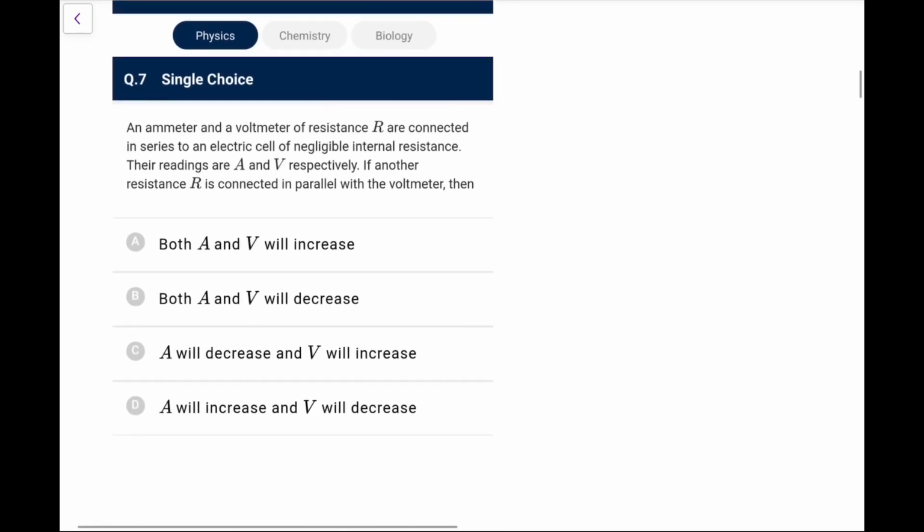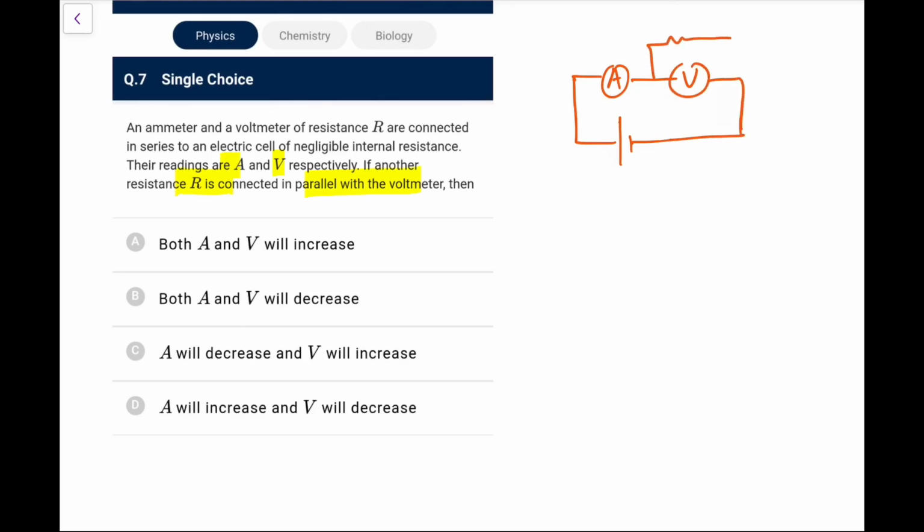Next one. An ammeter and a voltmeter of resistance R are connected in series to an electric cell of negligible internal resistance. The readings are A and V respectively. If another resistance R is placed in parallel with the voltmeter, then. So what we have, this is a battery and we are connected in series. Okay, so this is ammeter, this is voltmeter which has some resistance. Now you have connected this R in parallel.